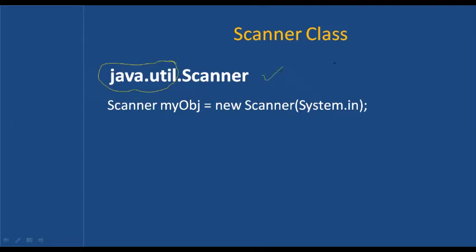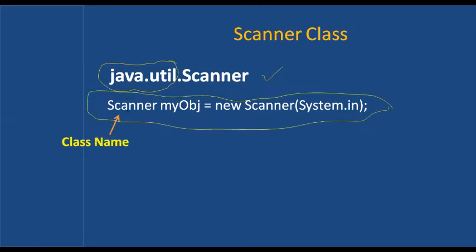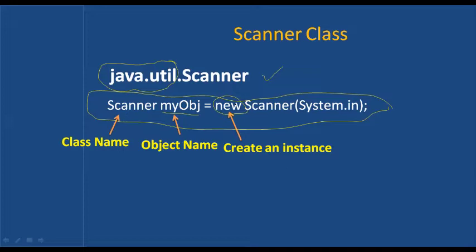Then you have to create an object of the Scanner class. This is the way you are supposed to create an object of the Scanner class. Here, Scanner stands for the name of the class for which you are going to create an object. And this is the object name. This object name can be any valid identifier. It need not be myobj. And the new keyword will create an instance of the class which you specified. Here, the new keyword will create an instance of the Scanner class.